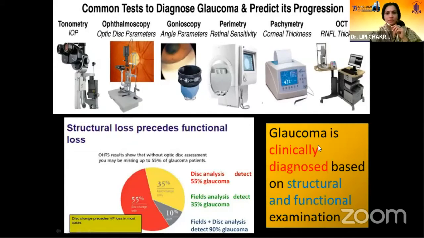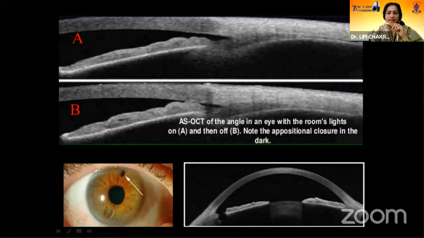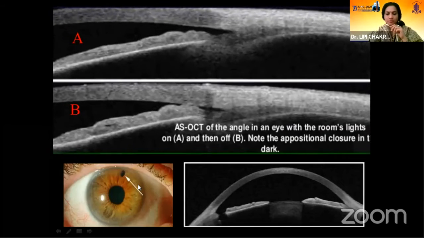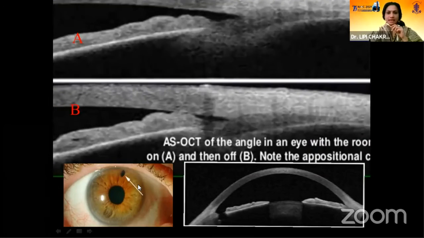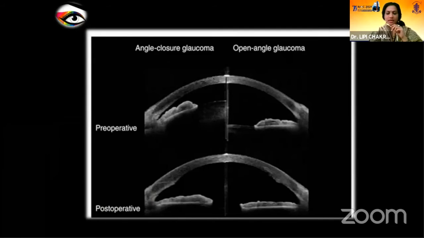Some of them have been dealt with by the past two speakers, and visual fields will be dealt with by Dr. Palaniswamy. What we need to remember is glaucoma is a clinically diagnosed disease based on a structural and functional examination. Anterior segment OCT is mainly to feature the angle anatomy. This has helped in understanding the use of early cataract surgery in narrow angle glaucomas.